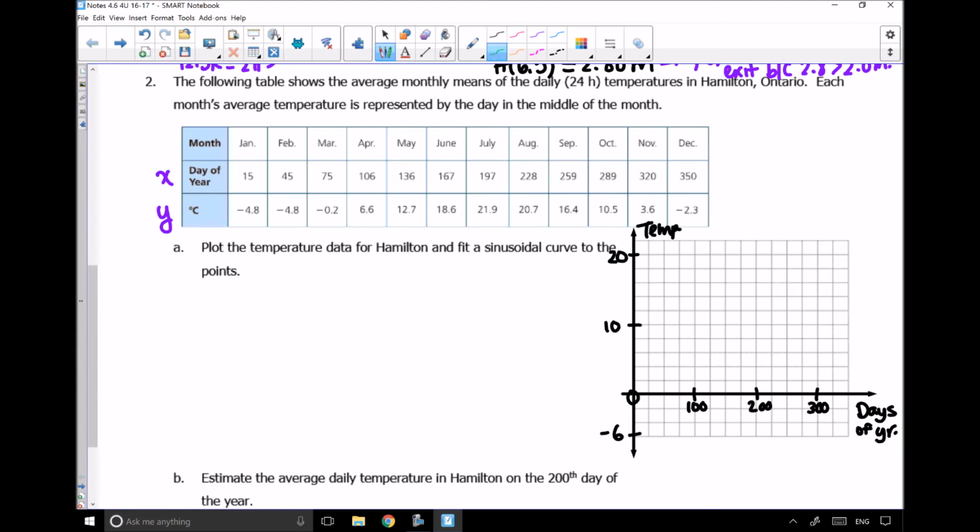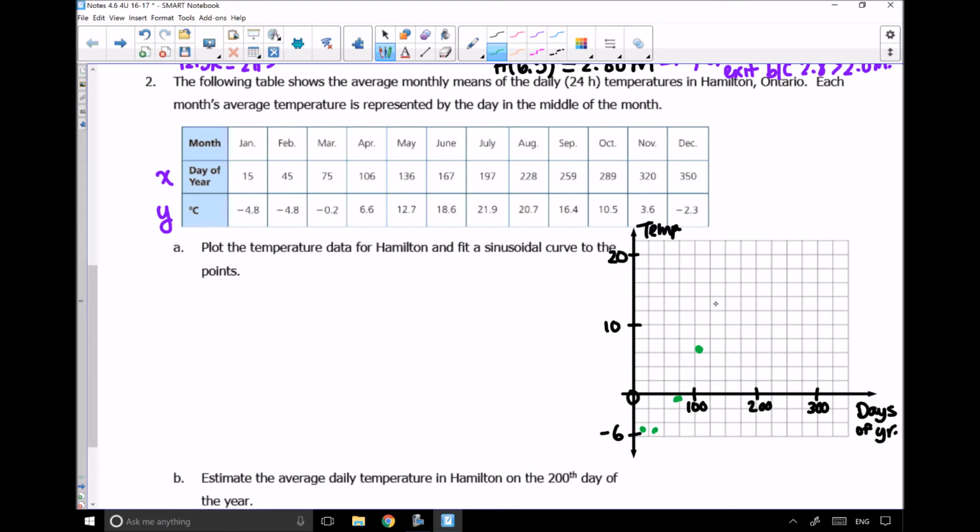So we know that at 15 days, the temperature was negative 4.8. So I'm going to put a dot right here. At 45 days, the temperature was also negative 4.8. At 75 days, the temperature was negative 0.2. At 106 days, we had a temperature of 6.6. At 136 days, we had a temperature of 12.7.